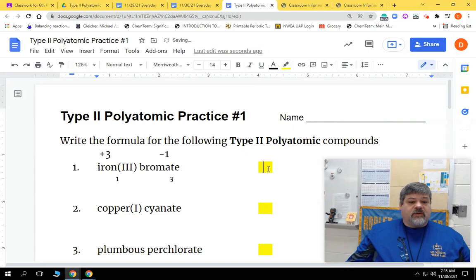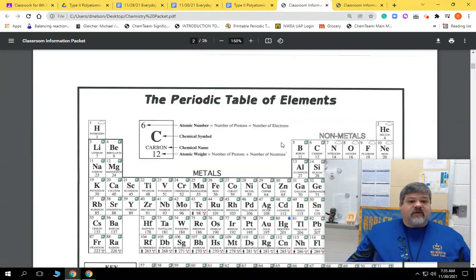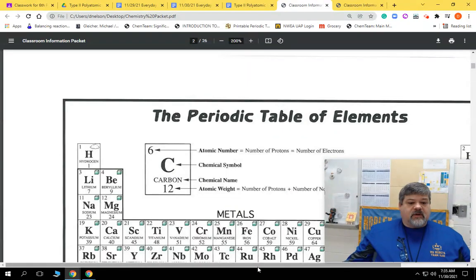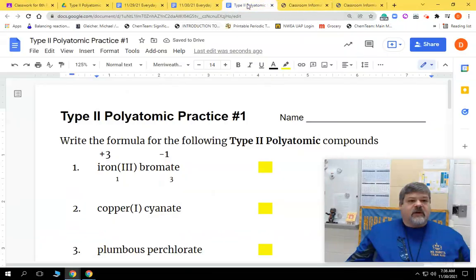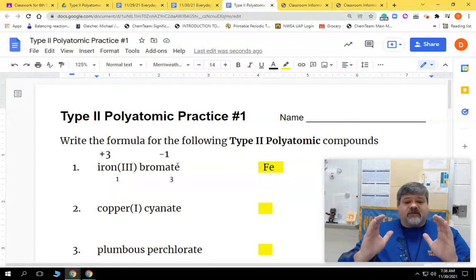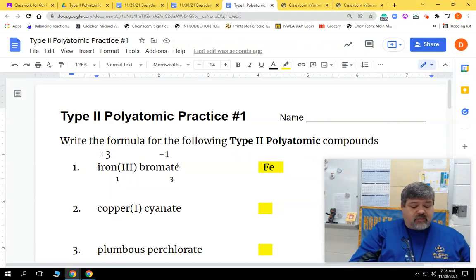So we'll put a symbol for iron. Again, the symbol for iron is Fe. It's right here. So we're going to put our capital F, e. And then I need bromate, and I need 3 of them. If you remember the rules about polyatomic ions for type 1, if we have more than 1 polyatomic ion, we have to put parentheses around it. So we're going to put our parentheses in.